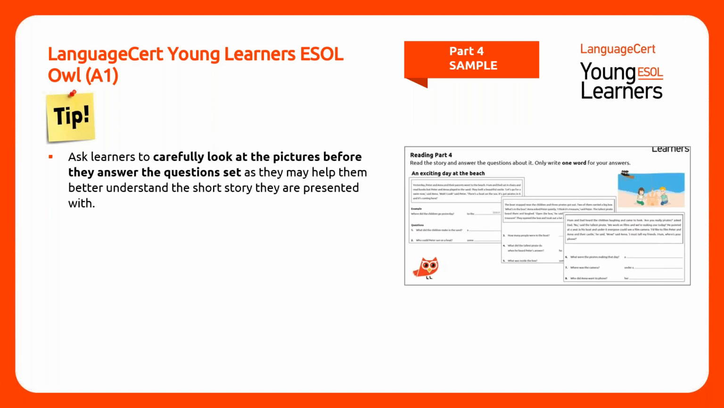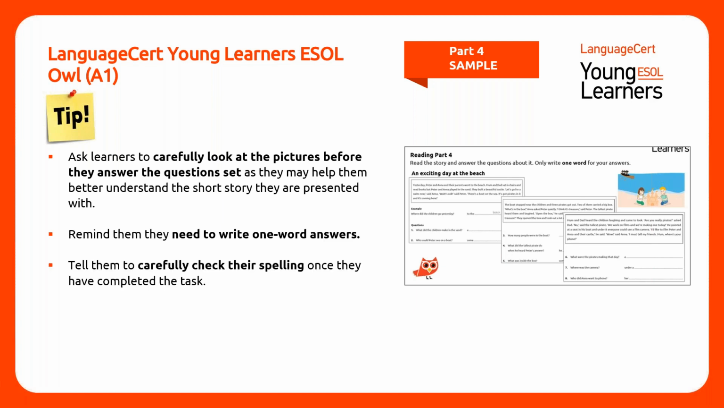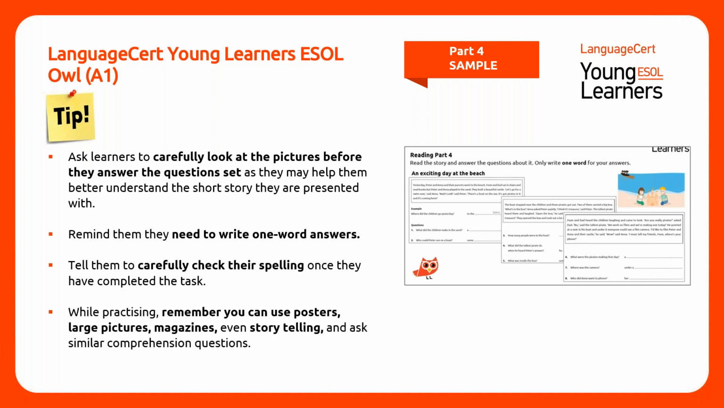Lastly, before answering the questions set in part 4, ask learners to carefully look at the pictures provided, as they may help them better understand the short story they are presented with. Remind them they need to write one-word answers. Tell them to carefully check their spelling once they have completed the task. While practicing, remember you can use posters, large pictures, magazines, even storytelling, and ask similar comprehension questions.